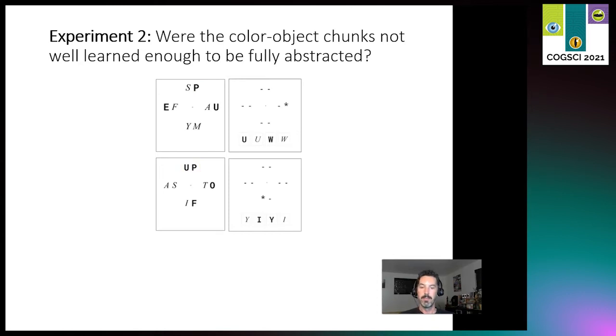We tested people on both the chunk relevant part, the letters, so knowing that I and F together form the word if will help you know that the letter in this example is I, but also the font, which was totally arbitrary for each letter and so couldn't be captured by any of the chunk information from long-term memory.